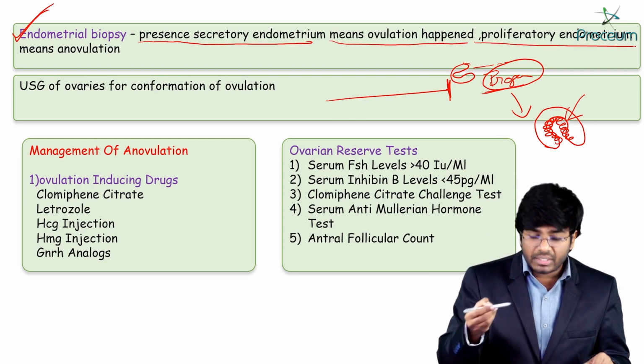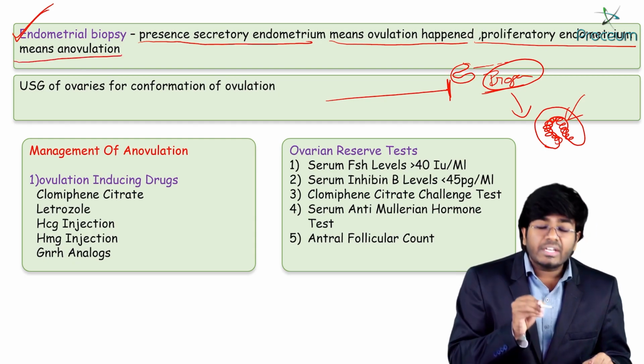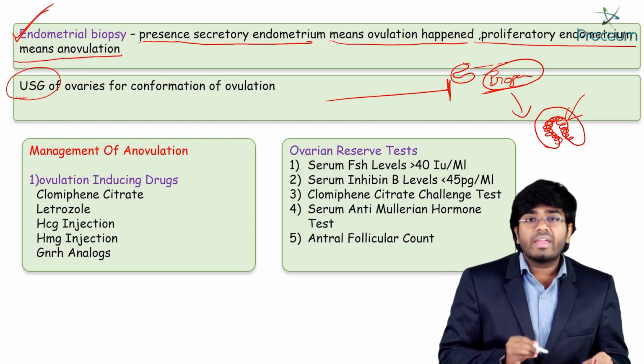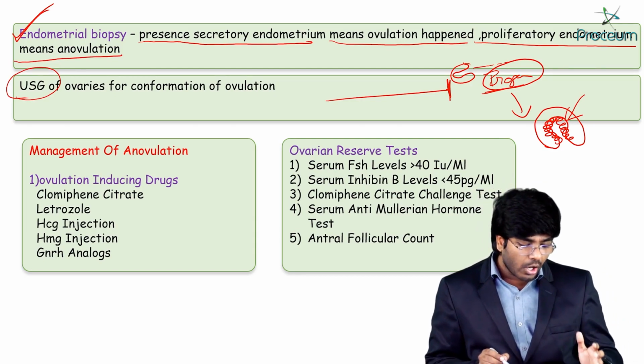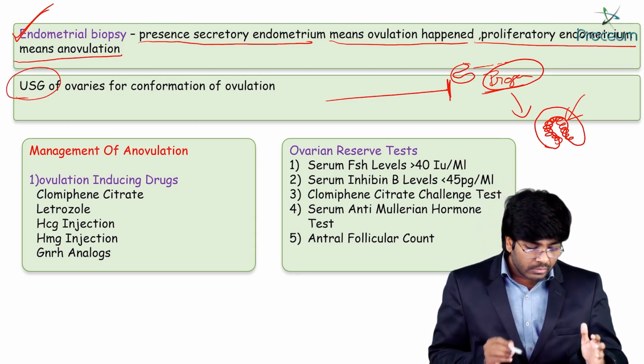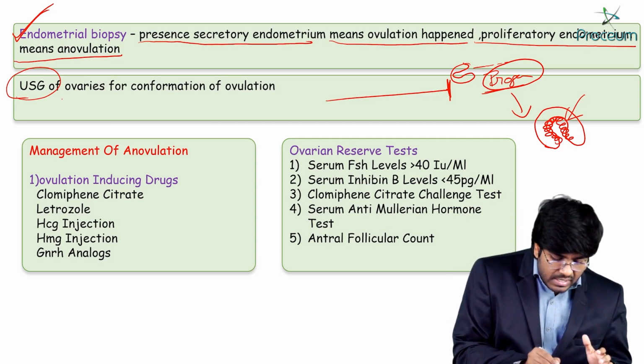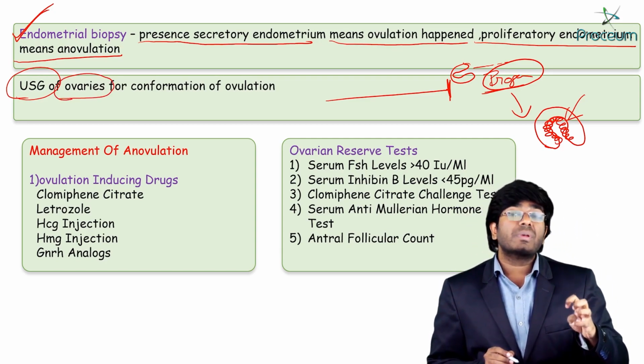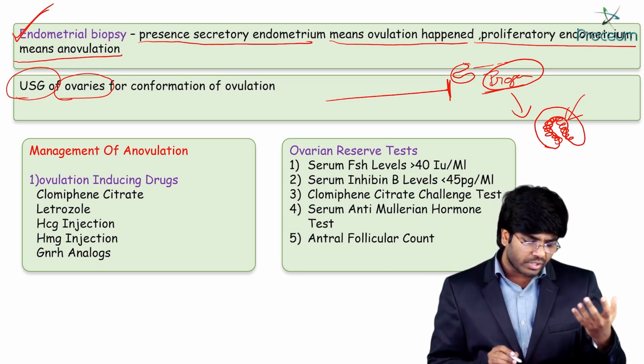Proliferative endometrium present is an indication of anovulation. One more way to know whether ovulation has happened or not is ultrasonography of the ovaries. Upon doing ultrasonography, if you find a corpus luteum in the ovaries, it means ovulation has happened.